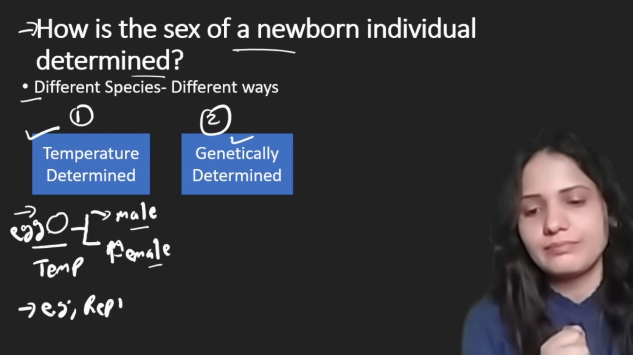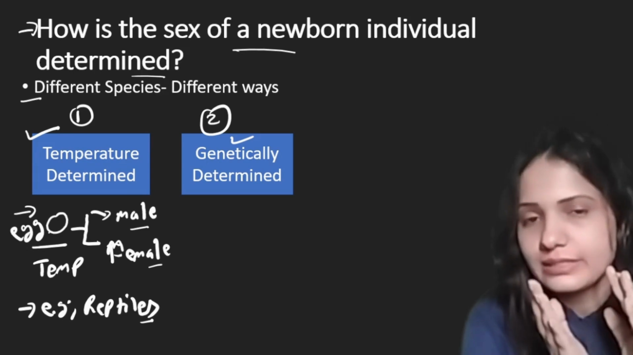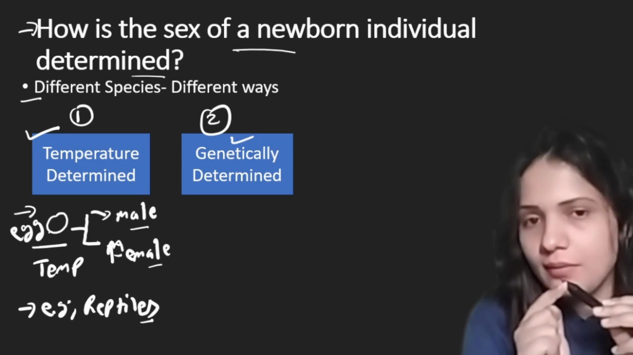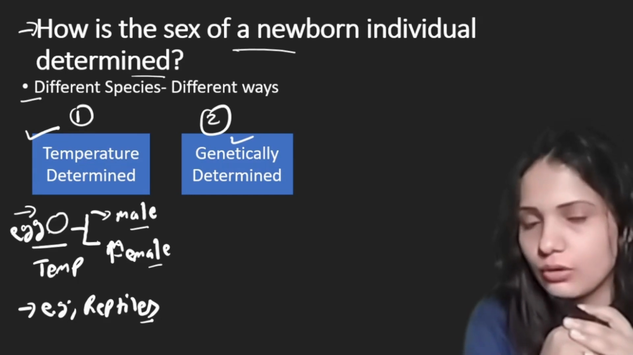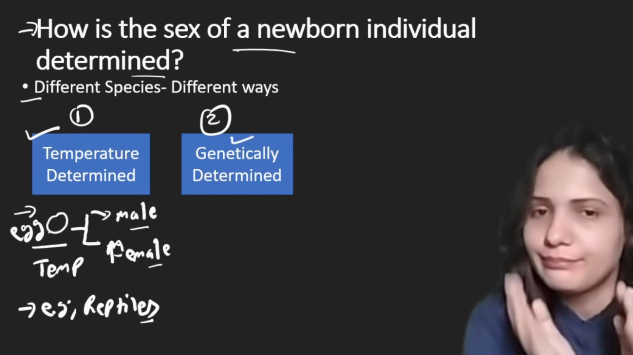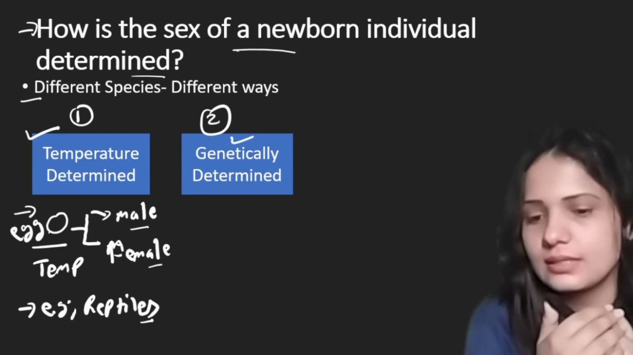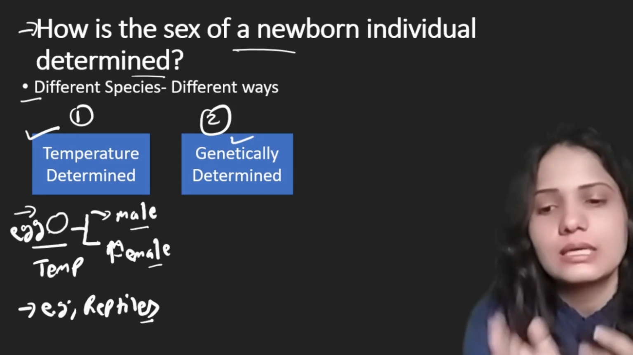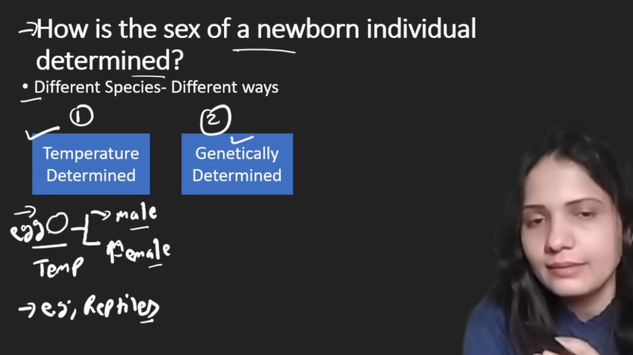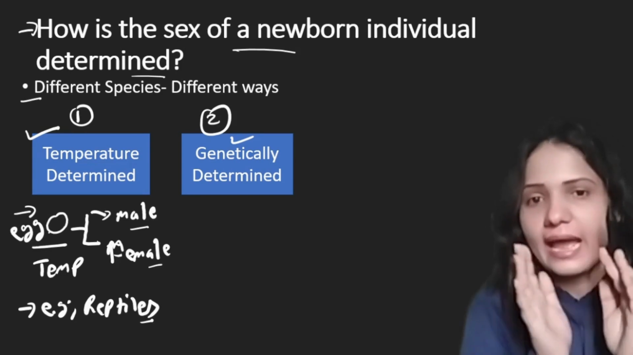So in case of reptiles, we have this temperature determination of sex. Let's say at high temperature, this egg will grow into a male animal, and at lower temperature this will grow into a female animal, or vice versa. So if the temperature varies, the gender of the animal will vary. In simple words, whether this animal will be male or female will be decided by the temperature at which the egg is kept.